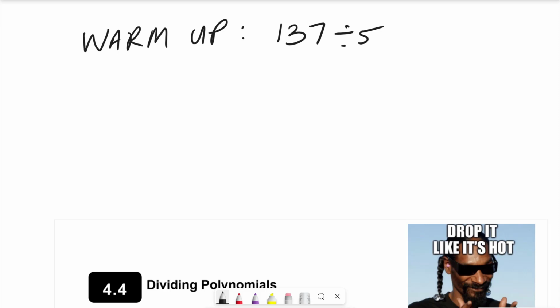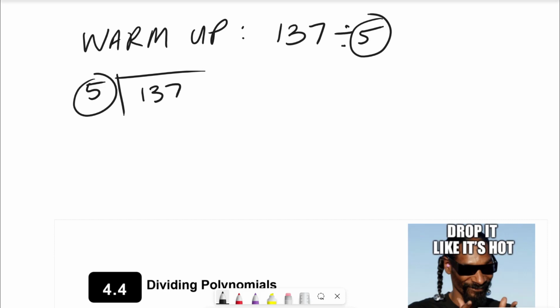If I want to do this with long division, remember that we set up the number that's outside, which we call the divisor, on the outside of this little bar, and put the other number, which we call the dividend, inside. First we look to see how many times 5 goes into that first digit, 1. We can't do that, so we ask about the next number, 13. How many times does 5 go into 13?